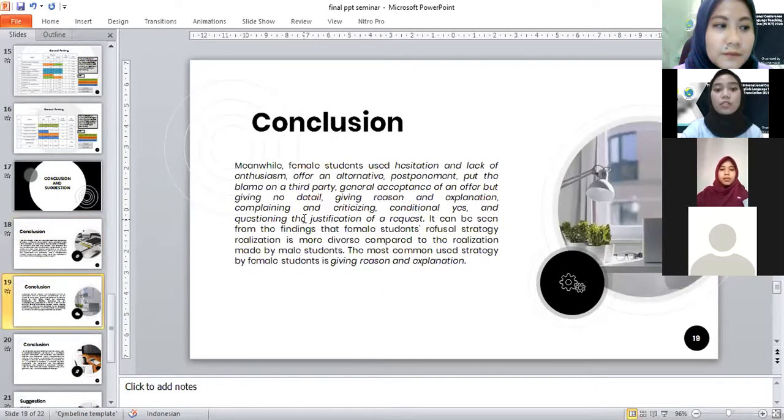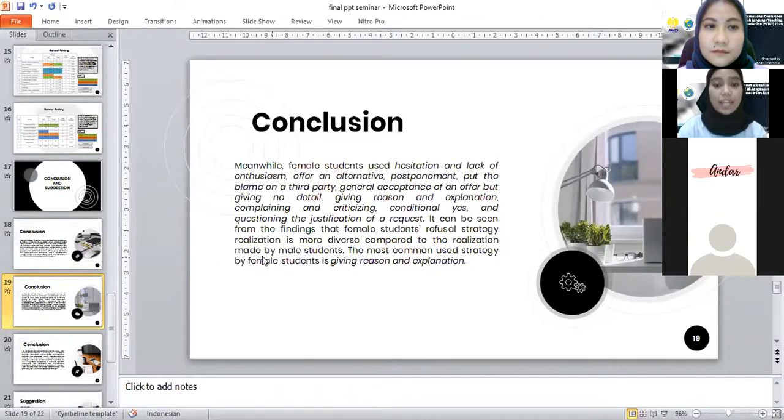Meanwhile, female students use hesitation and lack of enthusiasm, offer of an alternative, postponement, put the blame on a third party, general acceptance of an offer but giving no detail, giving reason and explanation, complaining and criticizing, conditional yes, and questioning the justification of a request. So it can be seen from the findings that female students' refusal strategies are more diverse compared to those made by male students. The most common strategy used by female students is giving reason and explanation.